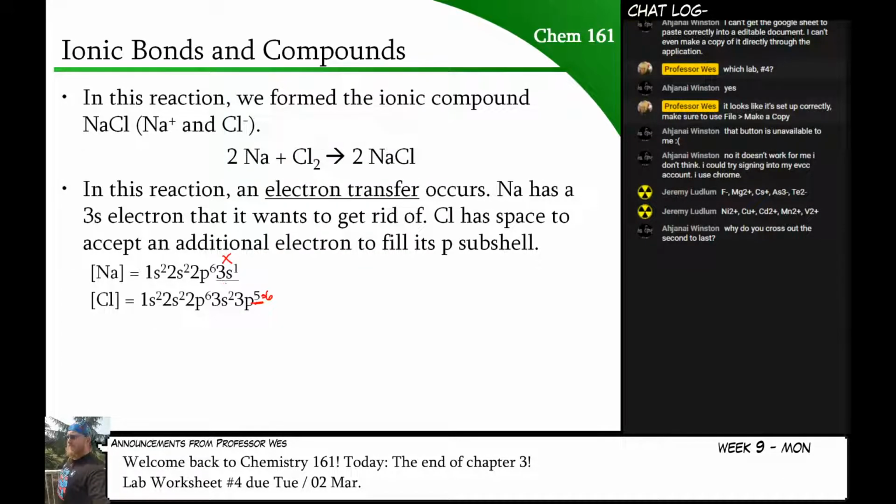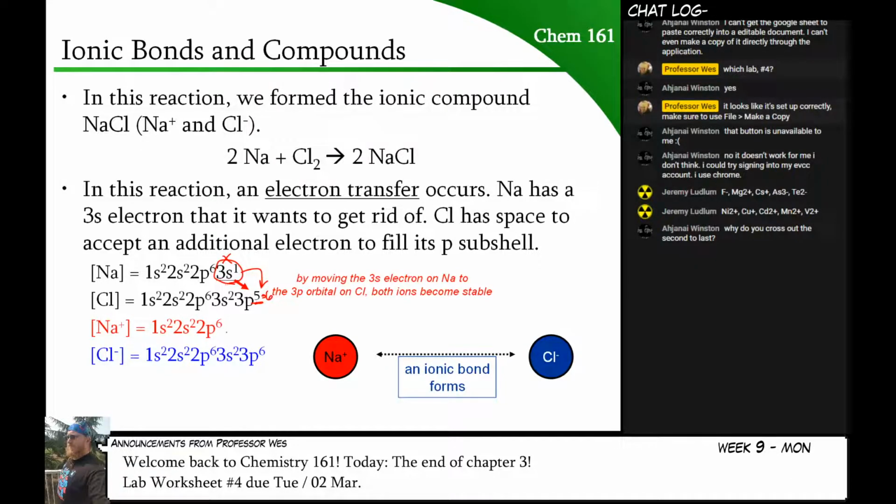So the easiest thing would be, okay, I'm going to take this electron away from sodium. I'm going to add it over here. And when I do that, these are the ions that I get. That 3s is no longer there, and this 3p5 is now a 6. Note that the charges have formed. Then, when I let those two entities get next to each other, they stick together because an ionic bond is what forms out of that. The charges are opposite, and they attract to each other. You get sodium chloride, or table salt.